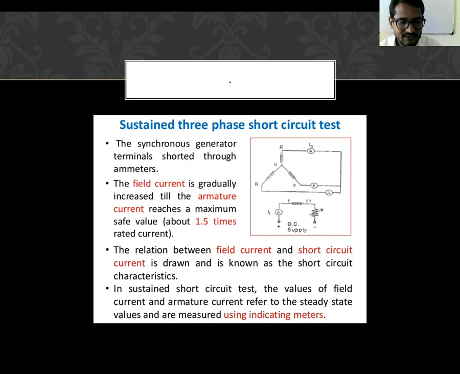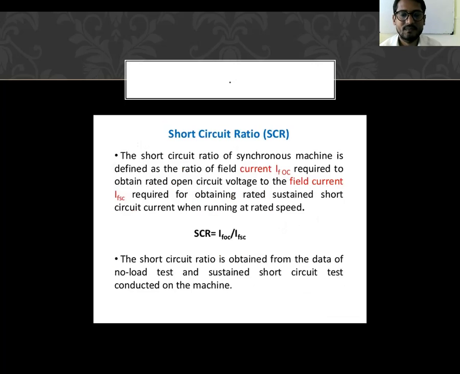So for that, consider IF equals OA, which produces the rated armature voltage per phase. Then, corresponding to this field current, the open circuit voltage is AB. That means ZS equals AB upon AC.